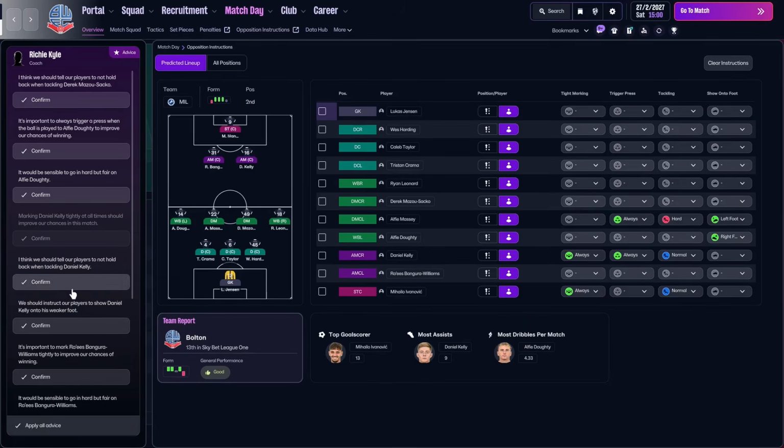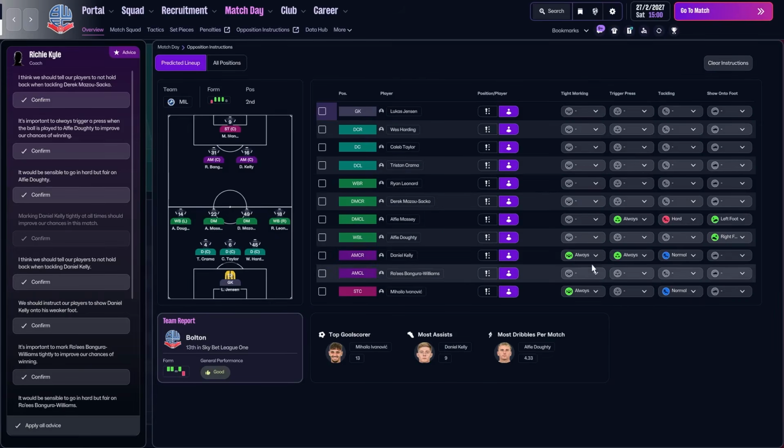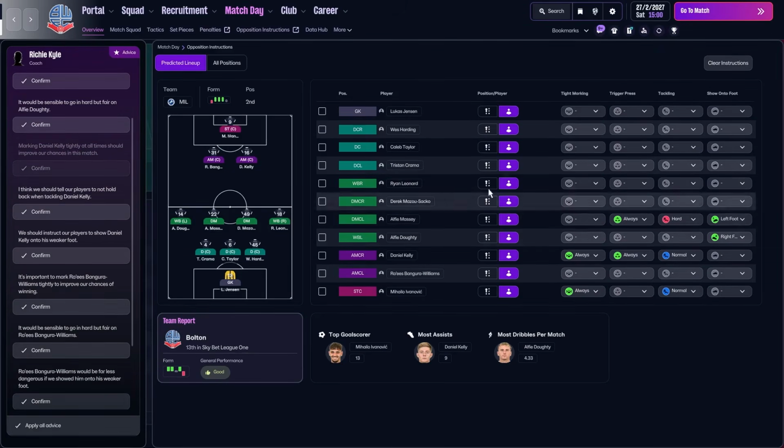Looking at all the other ones that we can see here, it's instructing our players to show Daniel Kelly to his weak foot. I don't really recommend that because we've seen that his weak foot is, well, reasonable. We can choose to do it if we want, we can choose not to if we do not want. So it's up to us really to go about doing that. But most of what you're going to see here is similar to the logic that I gave you. It's kind of how the assistant manager also goes about thinking about it. So we kind of share some opinions there.